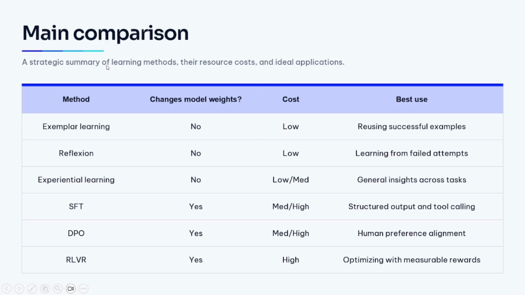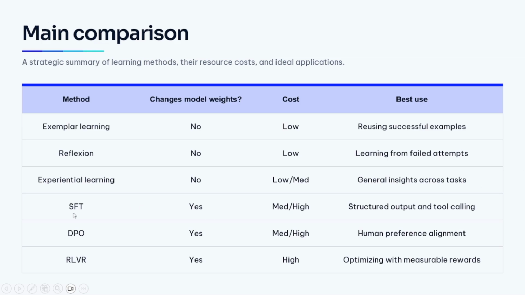So a strategic summary of learning methods, their resource cost, and ideal application. So these are the methods, this is how it changes the model, this is the cost and best use case. Exemplar learning, the cost is low and it is used for reusing successful examples. Reflection, the cost is low, it is used for learning from failed attempts. Experiential learning, cost is low to medium, used for general insight across tasks.